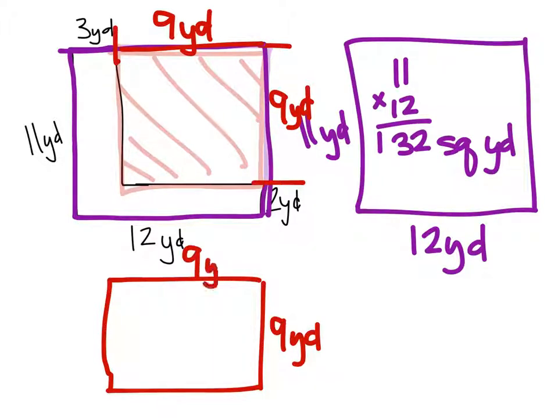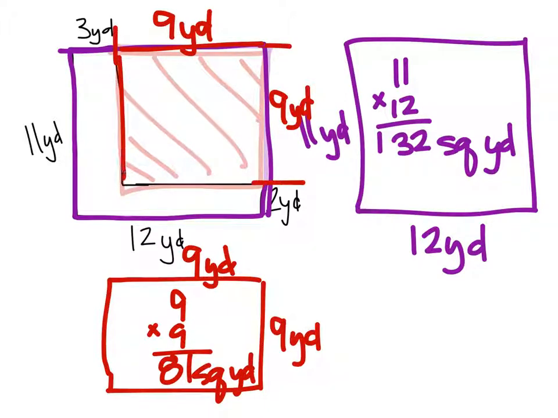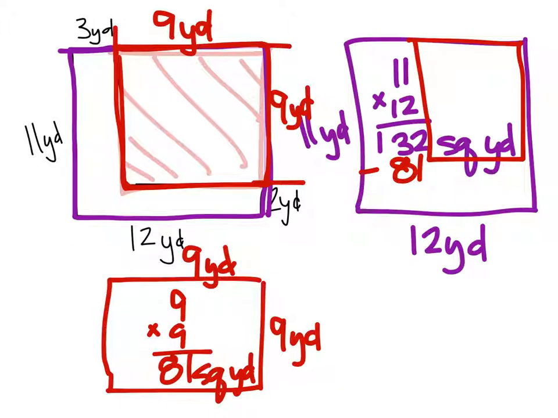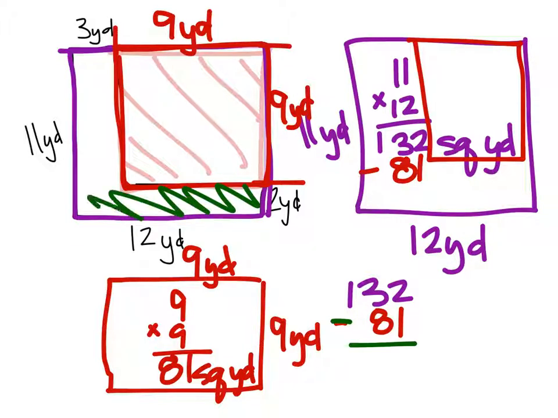So that's another side length of 9 yards. If I wanted the area of it, I would do 9 times 9, which is 81 square yards. However, again, we've taken this red rectangle and it's already added to that 132. So when I look at this square, I've got to take it off of the 132. So I've got to subtract that 81 right there, which gives me the area of just what would have been this part of the shape in green there.